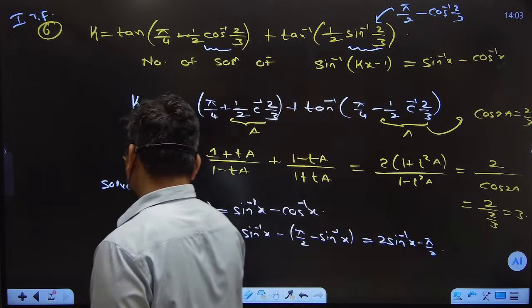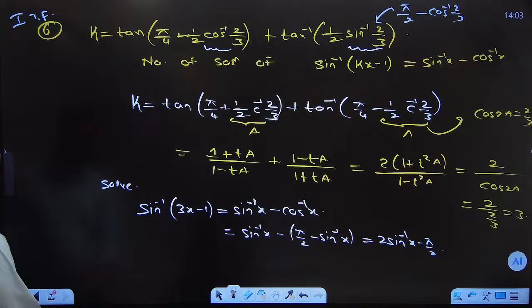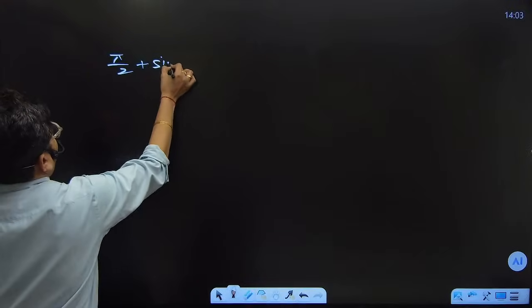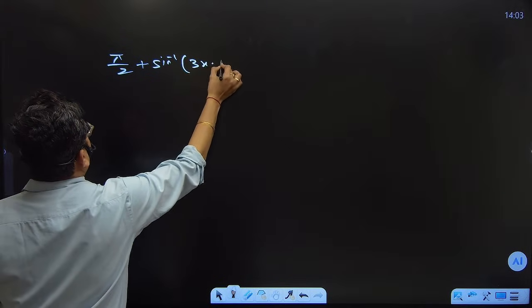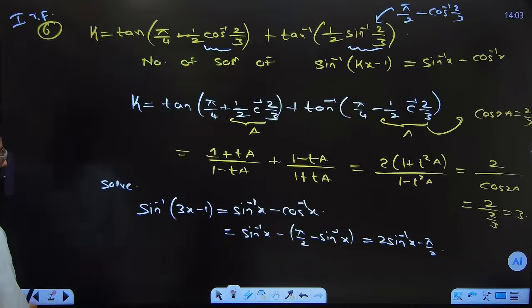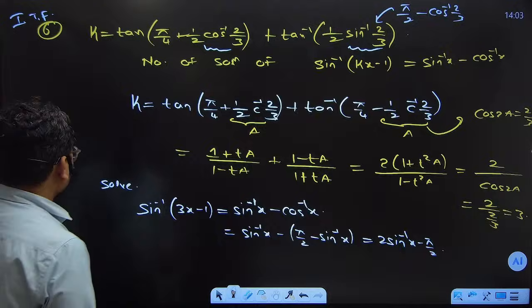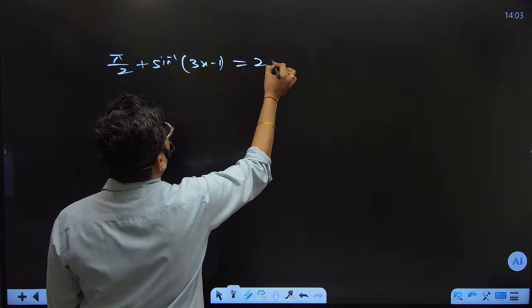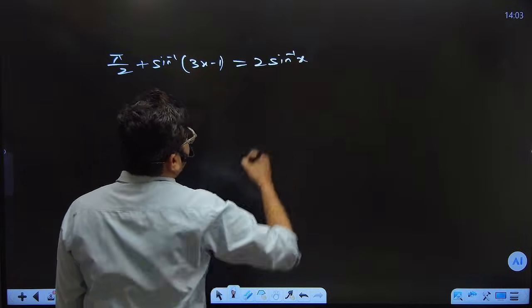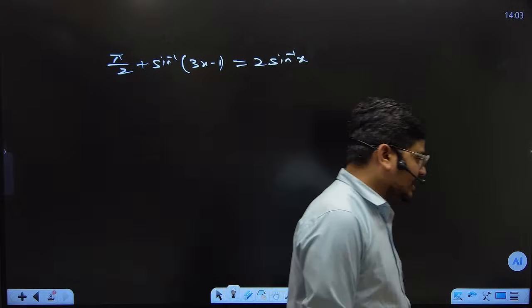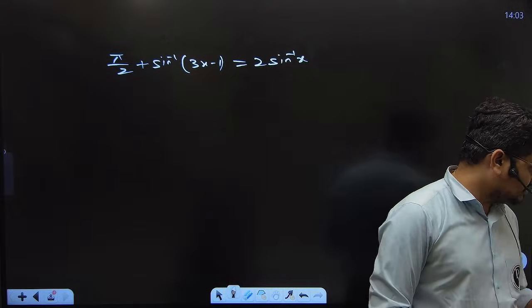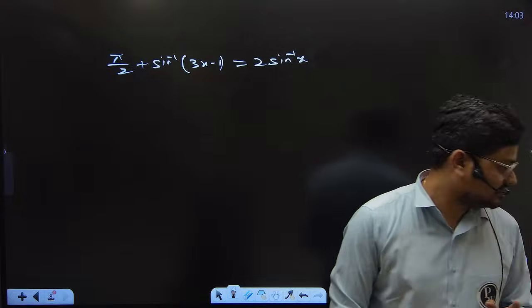And if you look into the equation over here, it is sin inverse of 3x minus 1 plus pi by 2. So I'm getting pi by 2 plus sin inverse of 3x minus 1 is equal to 2 times sin inverse x. It's an ITF equation, so you should be careful. Once you get back your answer, you have to make sure it is definitely in the domain part, right?